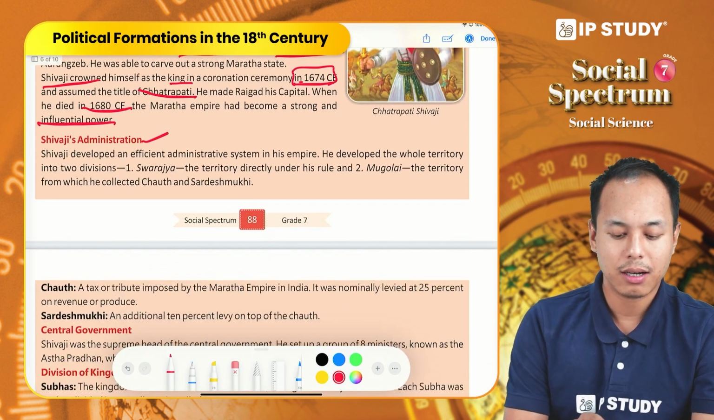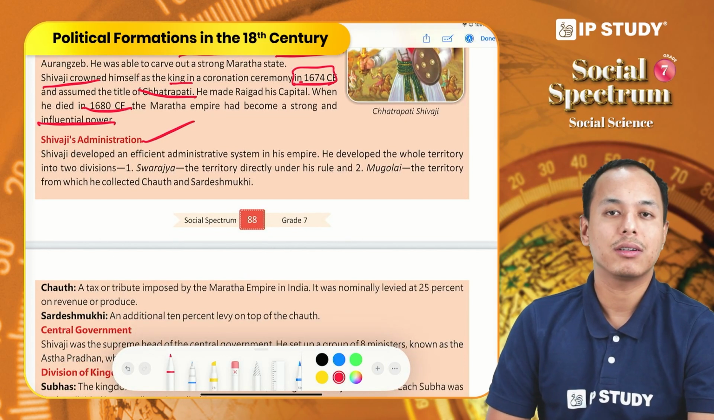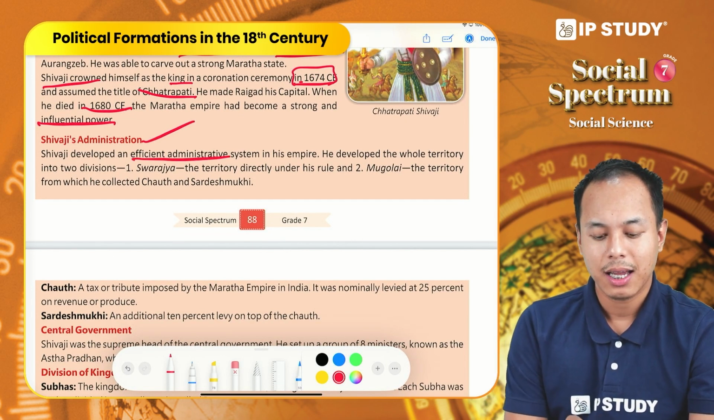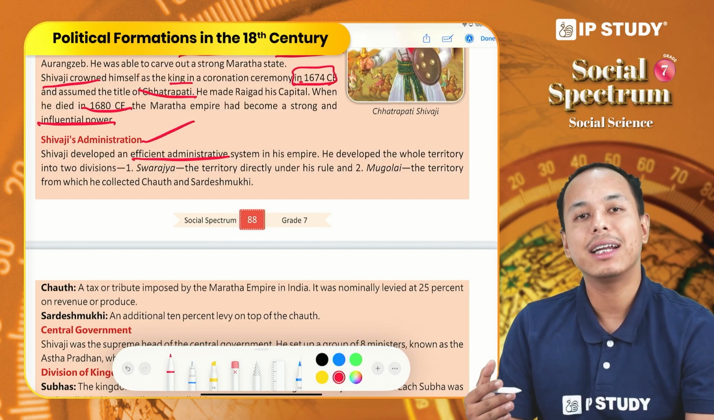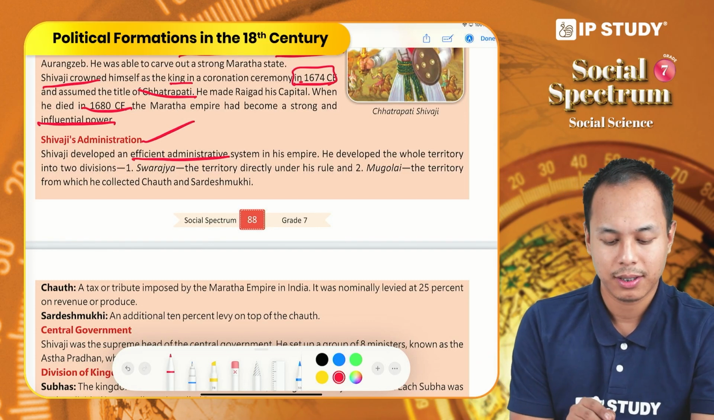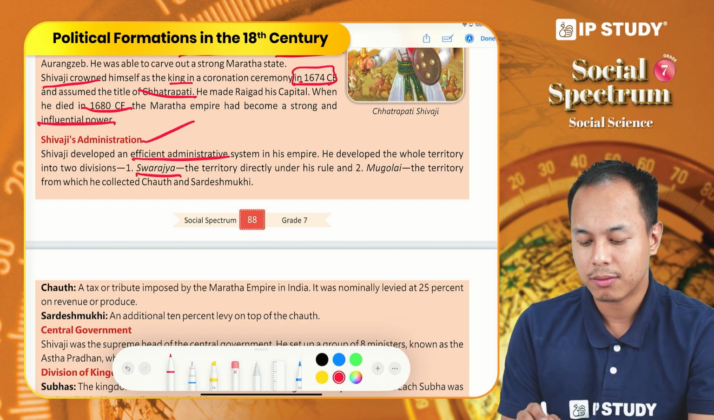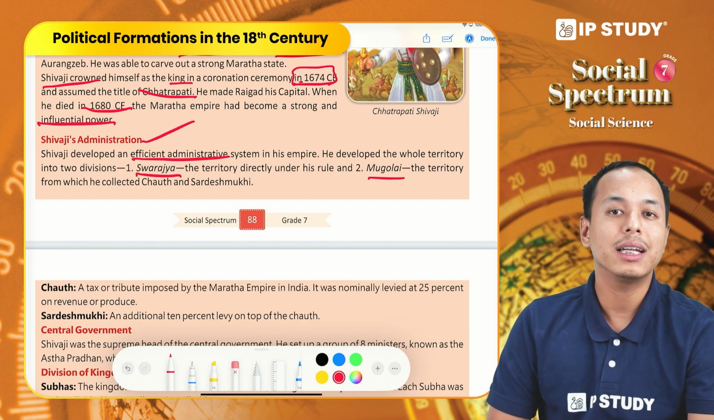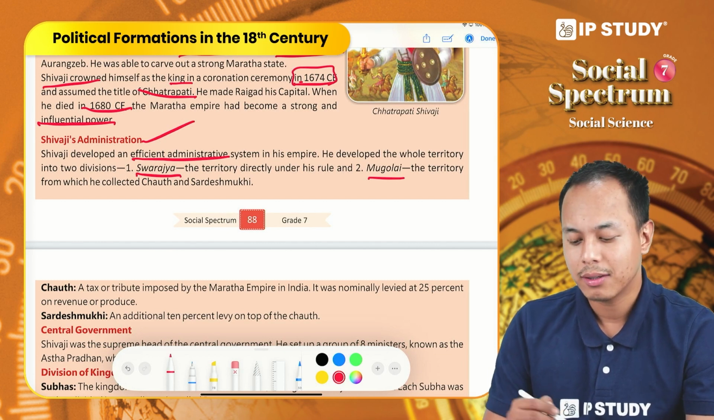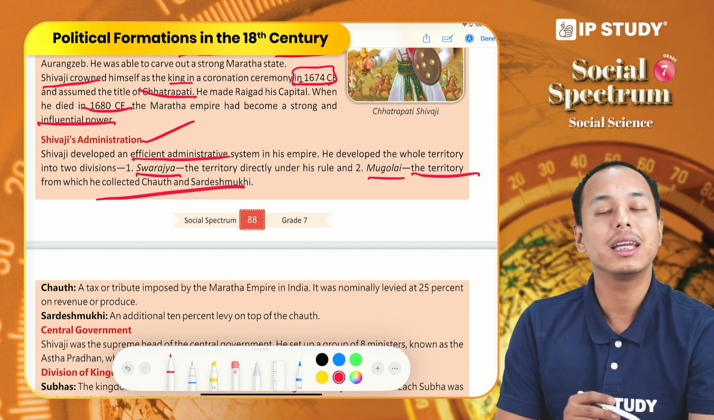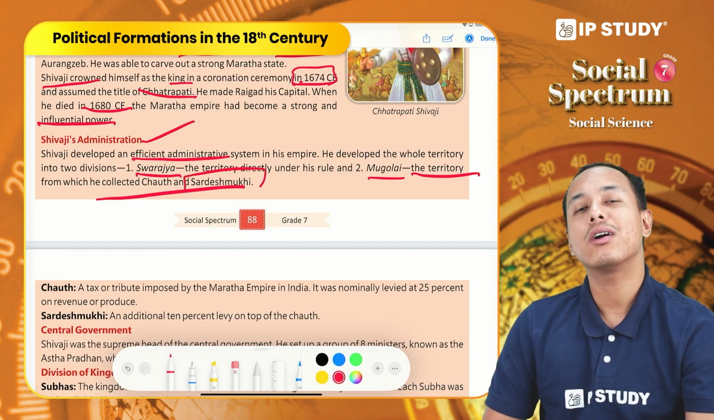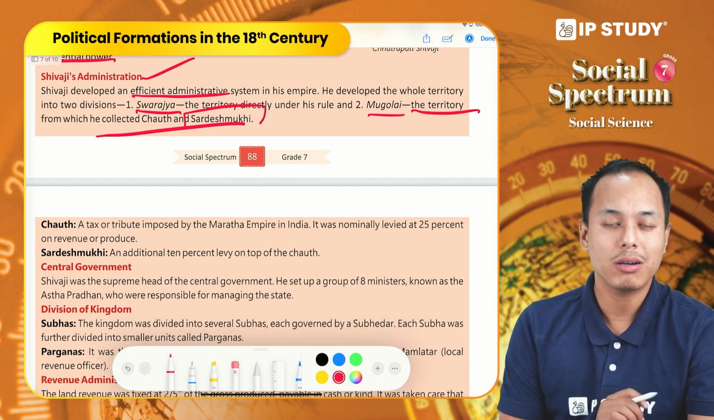Now, let us see about the administration of Shivaji. Shivaji had divided his territory, for an efficient administrative system, into two divisions. One was called Swarajya, another was called Mughalai. Swarajya included the territories that were directly under his rule, and Mughalai were those territories from where he collected Chauth or Sardeshmukhi. So now, what is Chauth or Sardeshmukhi?